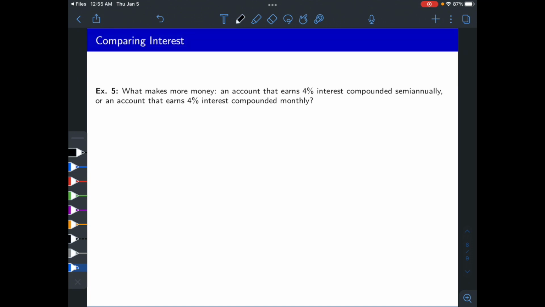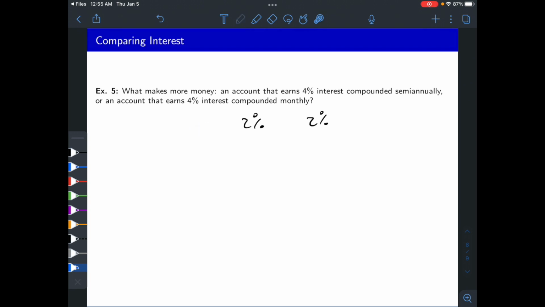So you could think of this intuitively. If you're compounding twice per year, what are you doing? Well, you're taking 2% after 6 months and then 2% after 12 months. So you make 2% interest, and then at the end of the year, you make 2% interest on what you had at the start, plus whatever interest you made on that.